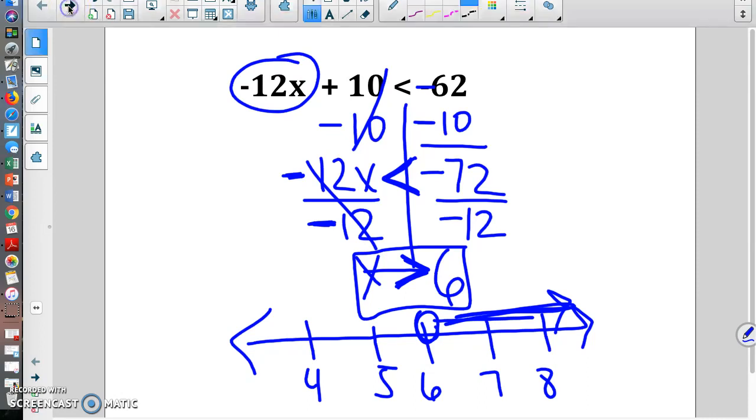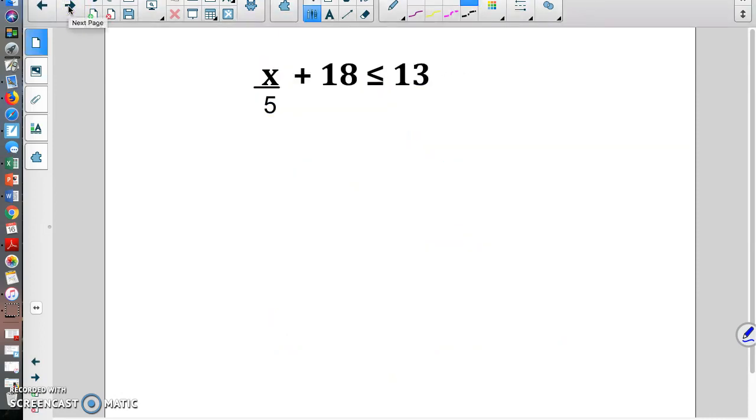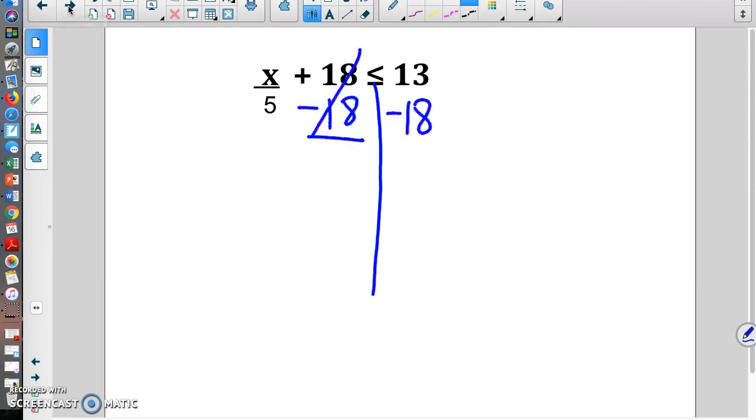All right, let's do the second one. So if you will, pause the video, write it down, and do this one on your own. You should have drawn your balance line. Then we're going to subtract 18 from each side. We're going to subtract 18 on one side. I'm going to subtract 18 on the other.